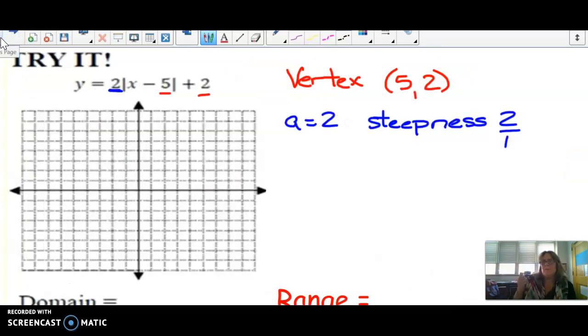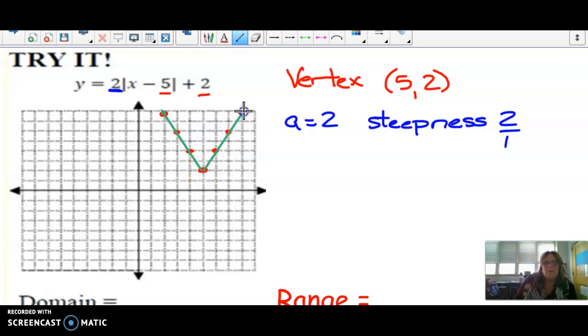Okay, so for this one, a couple things we're going to look at. My A value is 2, so that means it has a steepness. My vertex is located opposite of this, so that's a positive 5, positive 2. So I'm going to put a point here on my vertex at 1, 2, 3, 4, 5, 1, 2. And then from there, I'm going to go up 2 over 1, up 2 over 1. That's my steepness. And then I go up to left 1.